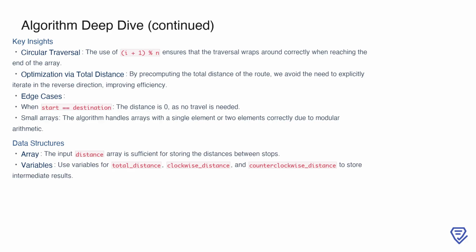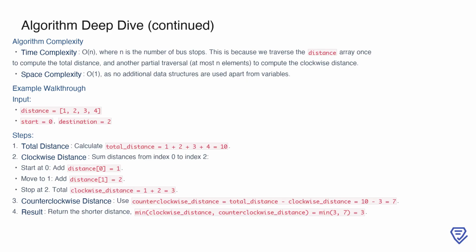In terms of data structures, the input distance array is sufficient for storing the route information, while a few variables like total_distance, clockwise_distance, and counterclockwise_distance are used for intermediate calculations, keeping the space usage minimal. Analyzing the algorithm's complexity, the time complexity is O(n), where n is the number of bus stops. This is because we traverse the distance array once to compute the total distance, and then perform a partial traversal, which involves at most n elements, to calculate the clockwise distance. The space complexity is O(1), since we do not use any additional data structures beyond a few variables.